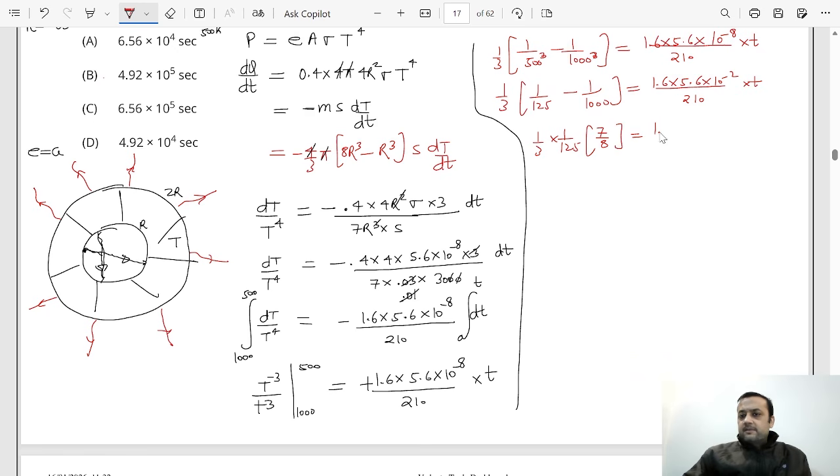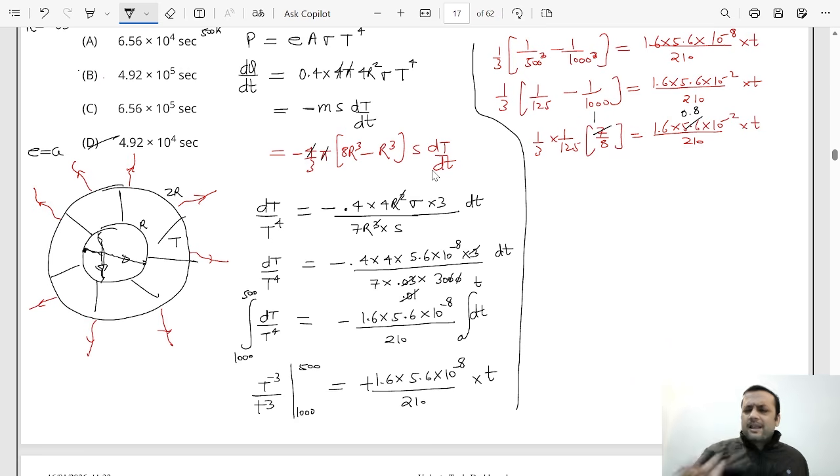Okay, this will be 1.6 into 5.6 into 10 to the power minus 2 divided by 210 into t. All right, now look, 7 will cancel it, 7 into 1, 7 into 0.8. Okay, and now you can further do the calculation. Only t you have to find. So if you do the calculation, you will get option D.